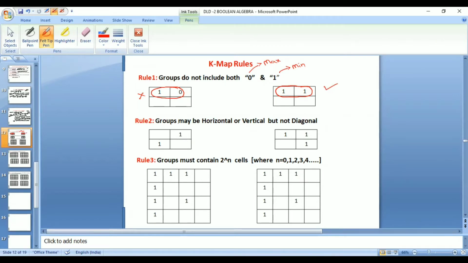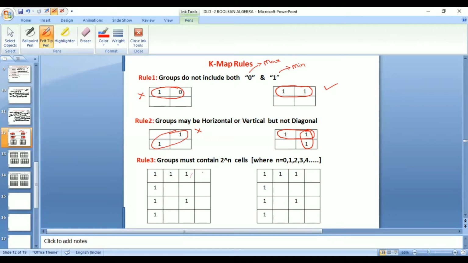Coming to the second point, rule 2. Groups may be horizontal or vertical but not diagonal. So now observe this one. If you group these two minterms like this, it is wrong. So what is the correct way of making the group? These two and these two. Okay, so this is the way to make the group.